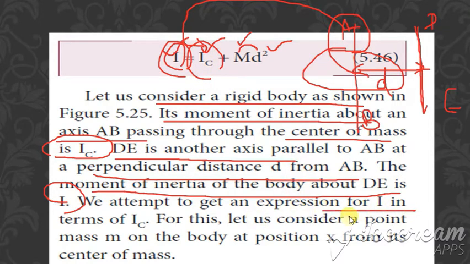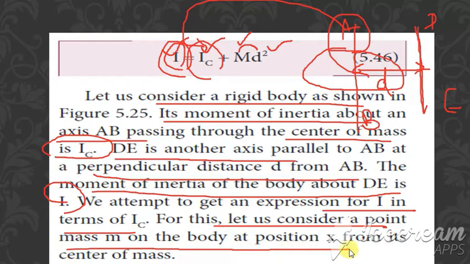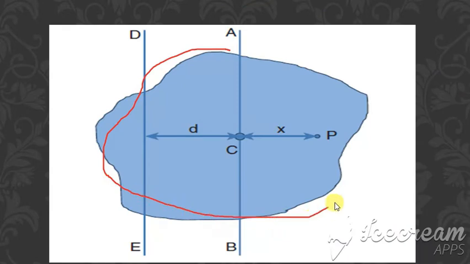And for deriving the expression, let us consider a point of mass m which is at the position x from the center of mass. So to derive this expression, we are having a mass m which is at a distance x. So seeing with this diagram, this is a body.